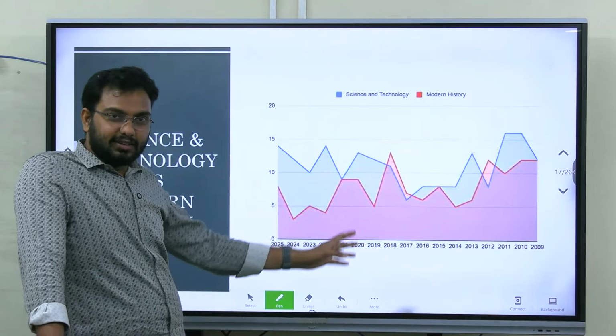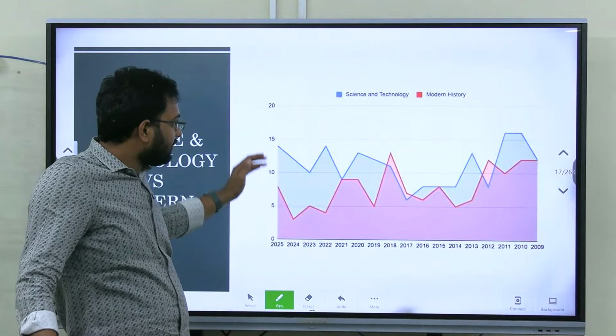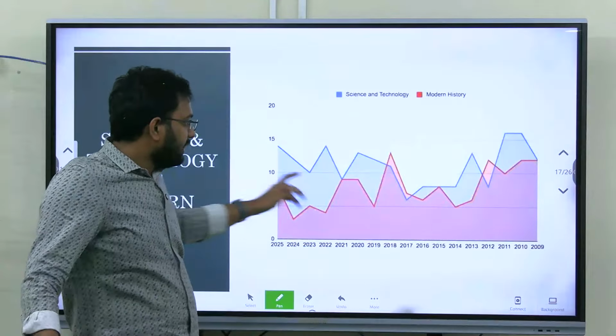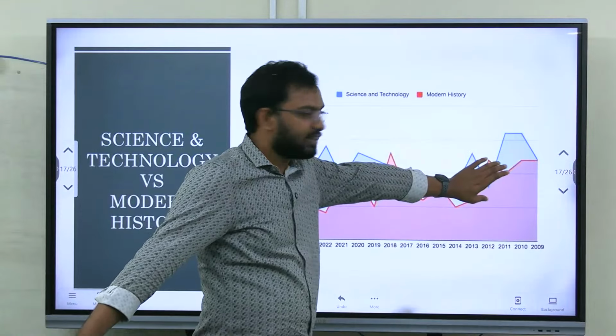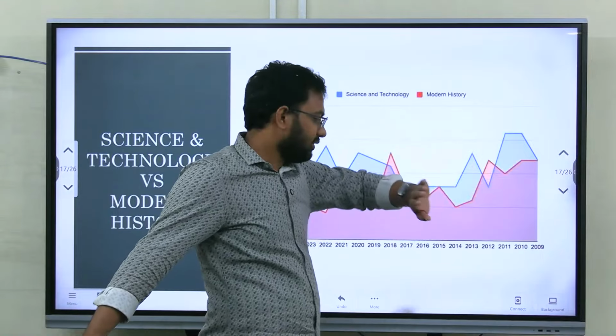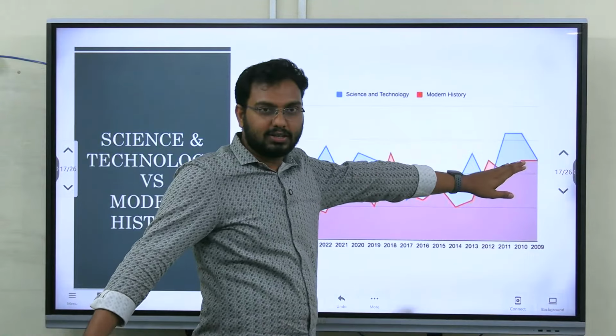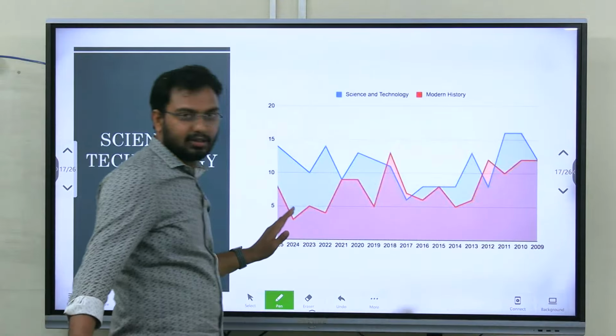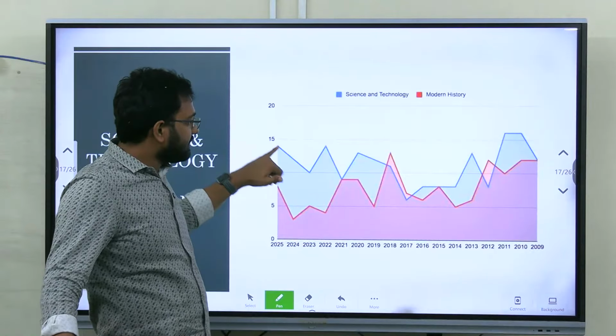Okay, in the 16 years we are consistently observing that earlier history had more weightage. See this trend. So the red line is history, which had more weightage. Now we are seeing falling weightage. Okay, na? But the science and tech portion is increasing.